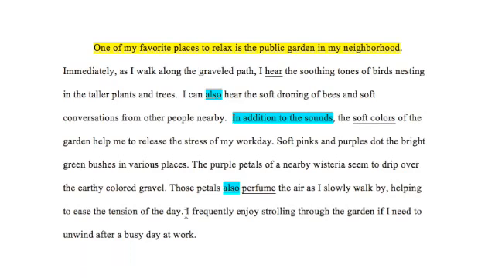And then we close with a closing statement. I frequently enjoy strolling through the garden if I need to unwind after a busy day at work. So this reinforces the topic sentence that the garden is relaxing without repeating it word for word, which is something that you should always work on. Work on avoiding being overly repetitive whenever you're closing a paragraph or writing a conclusion for an essay. So this is just a potential example of some of the different elements that you would be able to include in a description of a place.